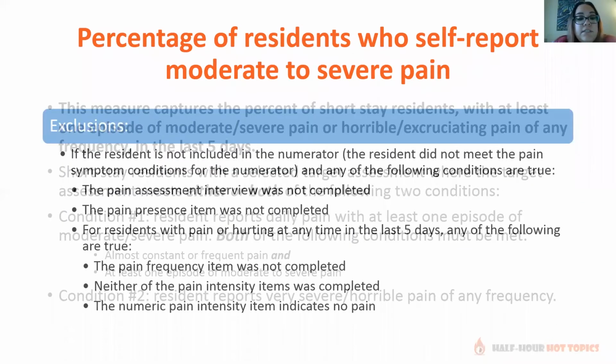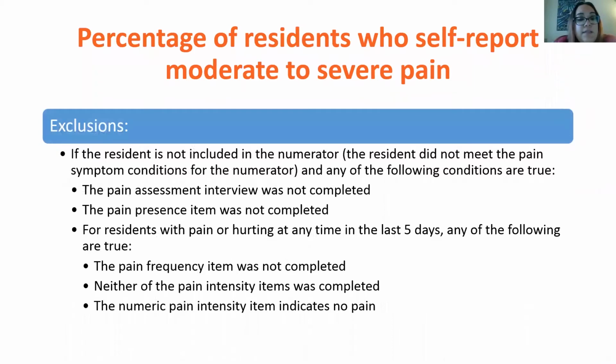So there are exclusions to this quality measure, and basically it's if the information is not there, it's dashed. So if we dash any part of the pain interview, they will not be included in that quality measure reporting.